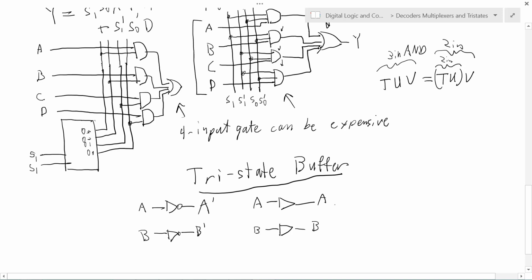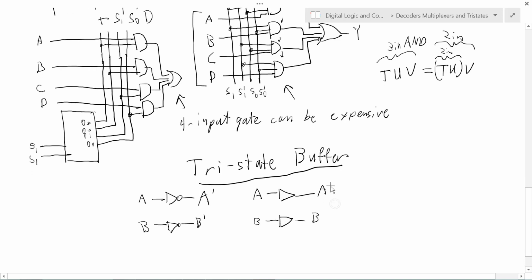Now, let's consider a problem. We are unable to tie these two circuits together, the buffers, or the outputs of any logic gates together. Outputs tied together. What this does is it gives us a short circuit.